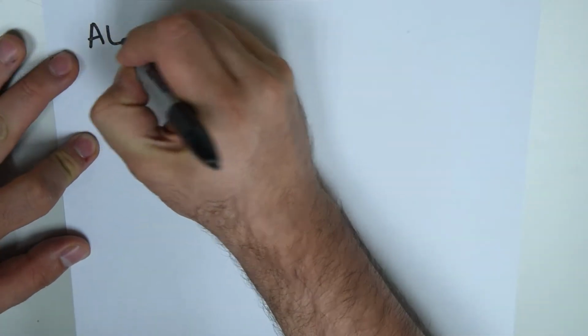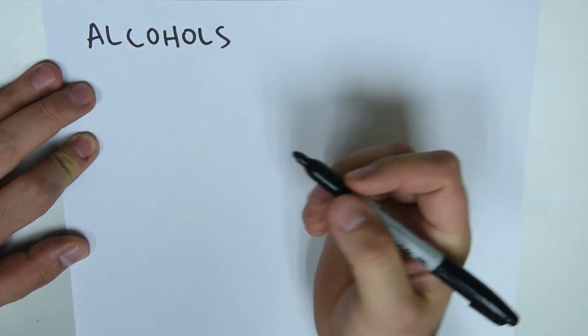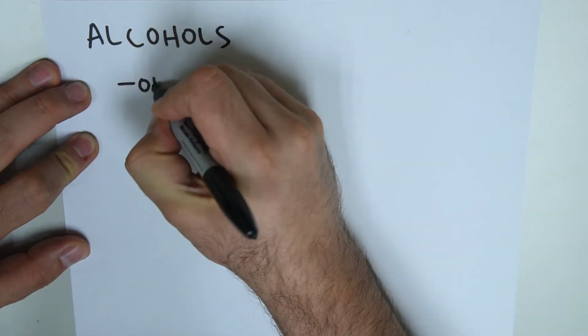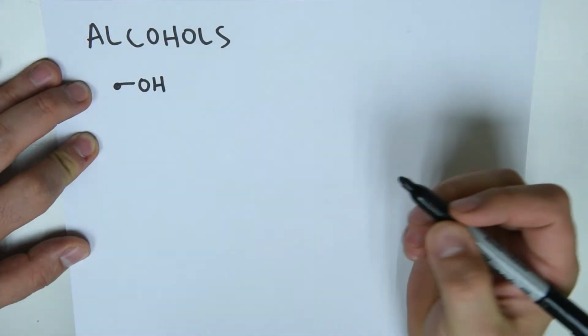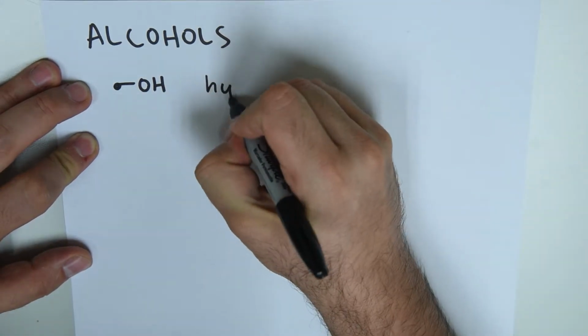We're going to begin with a basic lesson on alcohols in organic chemistry. Alcohols are defined as a hydrocarbon which has an OH functional group attached to the main hydrocarbon chain. This group is called hydroxy.